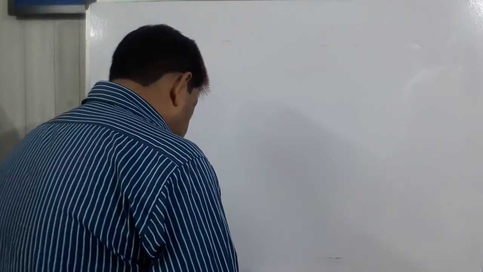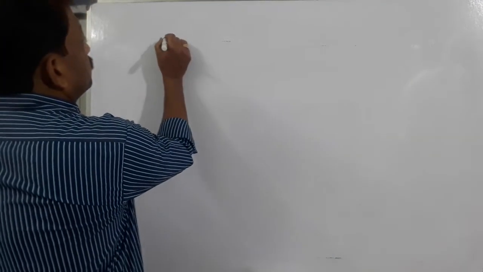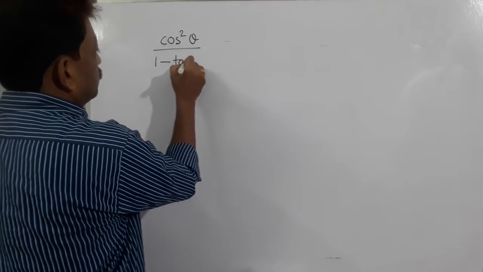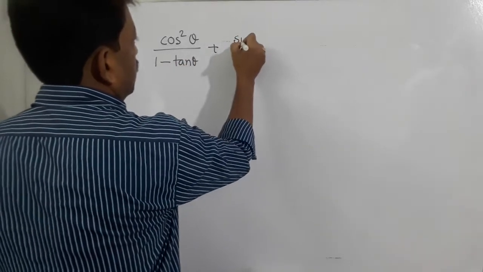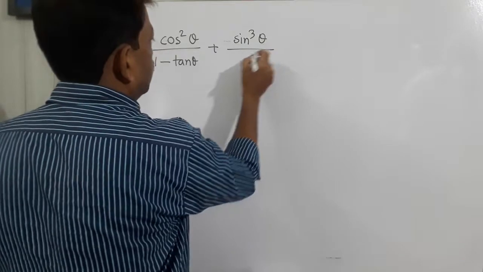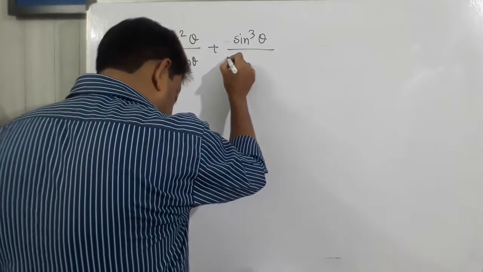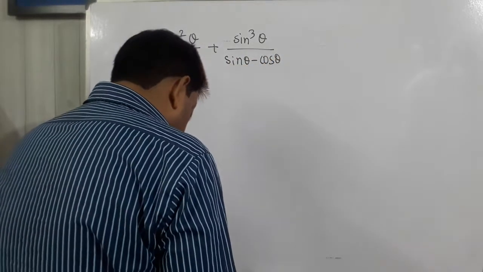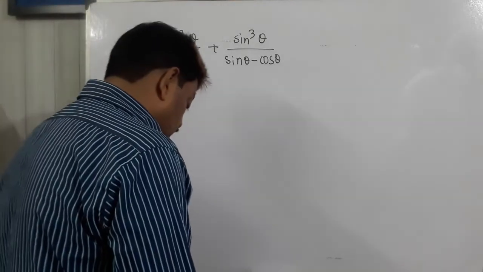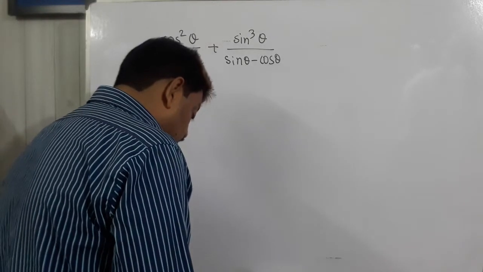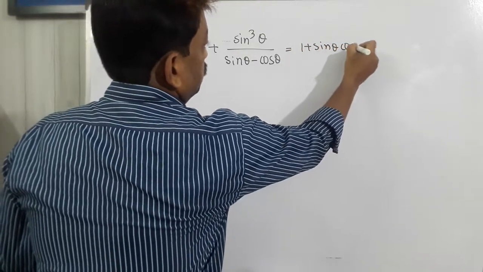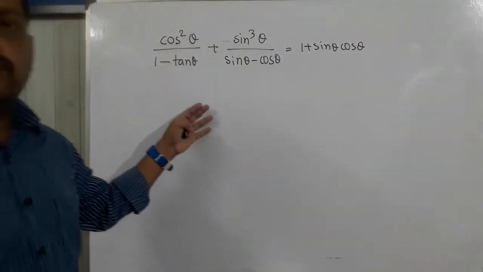Okay, so here the first question: cos square theta divided by 1 minus tan theta, plus sin cube theta divided by sin theta minus cos theta, equals 1 plus sin theta cos theta. So this is the identity we have to prove.